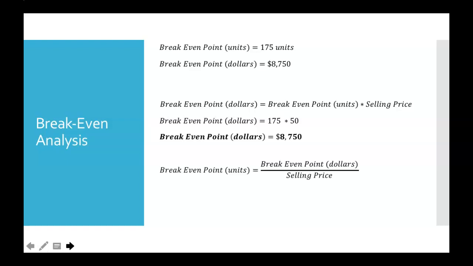Same sort of thing can be done if you're looking for your break-even point in units. You take your break-even point in dollars and divide it by your selling price. So 8,750 divided by 50, and we get a break-even point in units of 175 units.